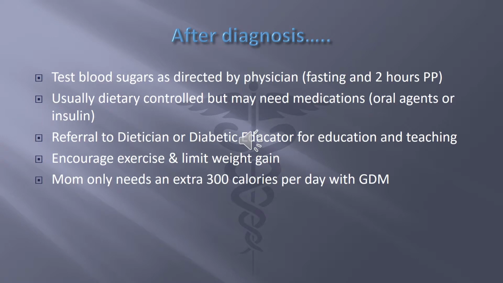After the diagnosis of gestational diabetes, the mother is instructed to test her blood sugars as directed by her physician, usually fasting and 2 hours postprandial. Most cases can be dietary controlled, but the mother may need to be started on medications, either oral agents or insulin. She may be referred to a dietitian or a diabetes educator for education and teaching. Mother is encouraged to exercise and limit her weight gain, as mom only needs an extra 300 calories per day with gestational diabetes.